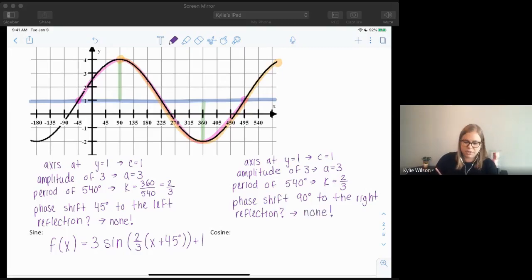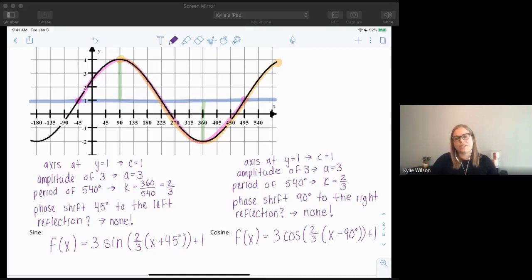Finally, we can put all of this into an equation. So we'll have f of x equals, our A value is 3. Our K value is 2/3. We're moving 90 degrees to the right, so it will appear negative in our equation. And then we have a little +1 at the end for our C value.